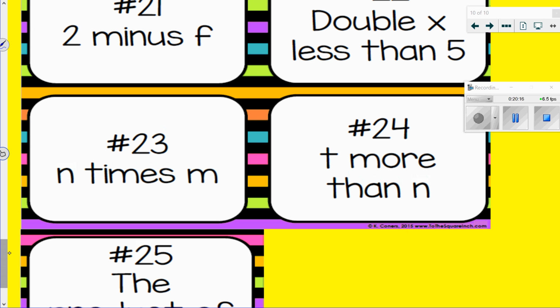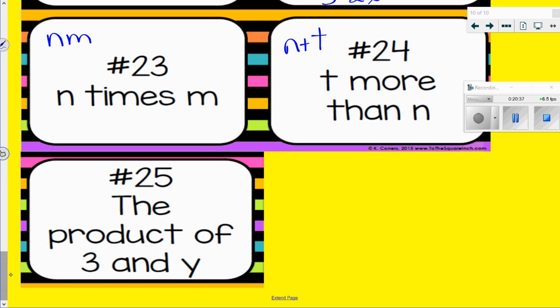21. 2 minus F, straight up. Double X less than 5 means that's a flipping phrase. 5 minus 2X. N times N, just straight up. You can put a dot, not an X. T more than N. N plus T. If you did T plus N, minus 1/2. Last one, the product of 3 and Y, 3Y.